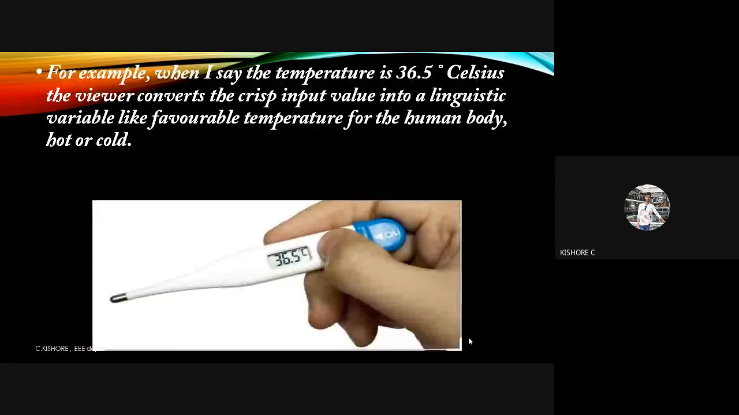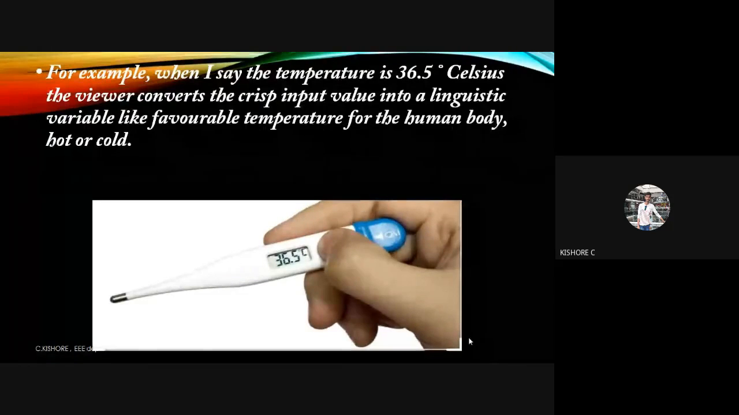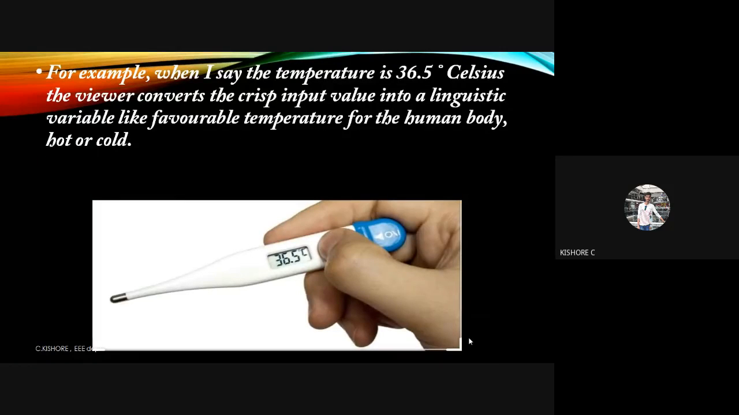For example, consider the temperature as a crisp value, which means 36.5 degrees Celsius is a crisp value, and the doctor who is seeing the temperature is the fuzzifier and the patient is the device. So this fuzzification language can be understood only by the device. When I say the temperature is 35 degrees Celsius, the viewer, which means the doctor, converts the crisp quantity into a linguistic variable for the patient. Then he says the temperature of your body is quite normal, so don't worry.